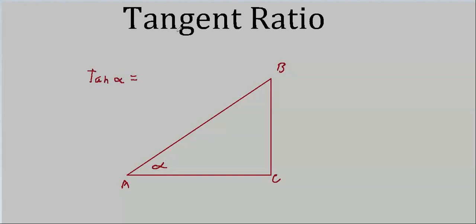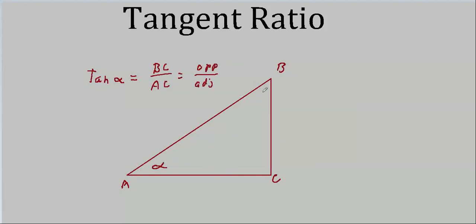Well, this ratio is defined to be the opposite over the adjacent, which in this case, of course, would be BC over AC. But opposite over adjacent is the actual definition. It's usually written this way, to help you remember it. Opposite over adjacent. Now this is for this angle.